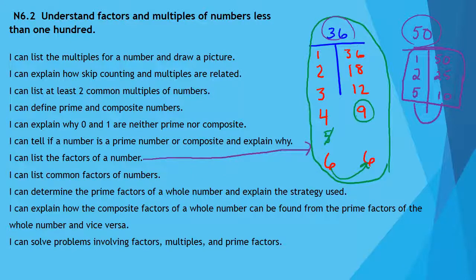Listing common factors, well, I can go through my list here and think what's common between 36 and 50. I only see 1. The 2 is the only number that's common. That's the only common factor that they have.